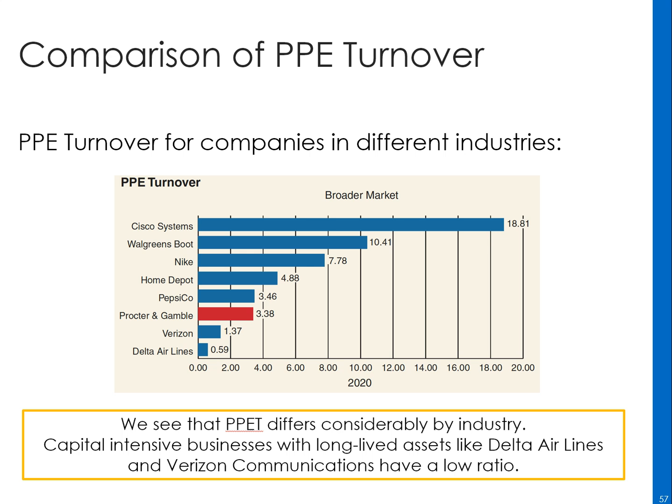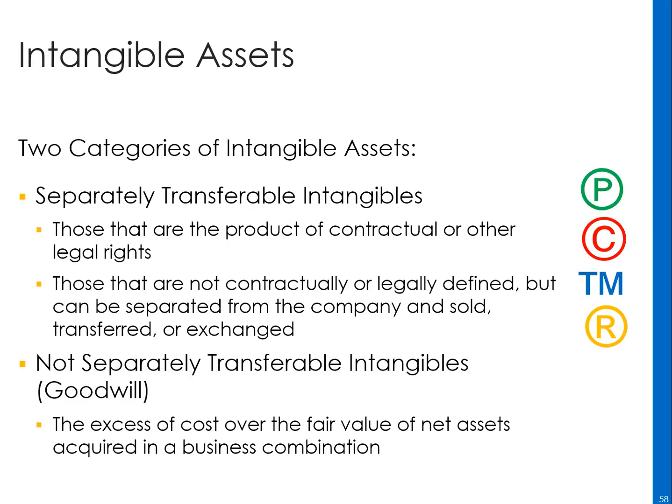Alright, next, another type of long-term operating assets is intangible assets. They lack physical substance, and they are equally important. Basically, there are two types of intangible assets. We have the separately transferable intangible assets, like patents and trade names, which can be separated and transferred. And there's another type of intangible asset that cannot be separated from the business and is not transferable.